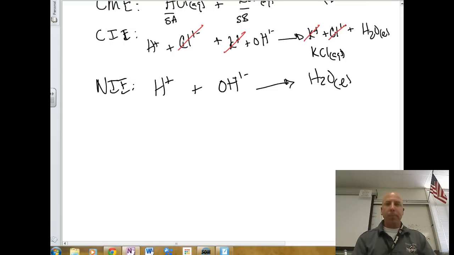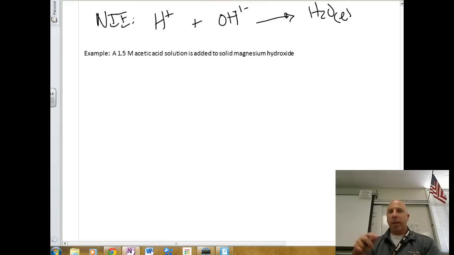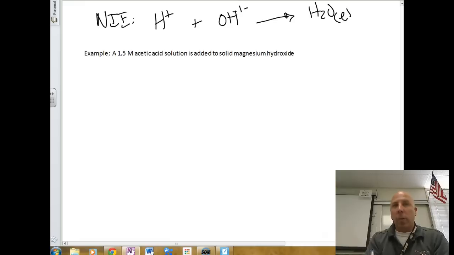Okay. I want to give one last example, just because this example has some curveballs in it. What we're going to do is write a complete molecular equation, and then write a net ionic equation. We have 1.5 molar acetic acid solution being added to solid magnesium hydroxide.